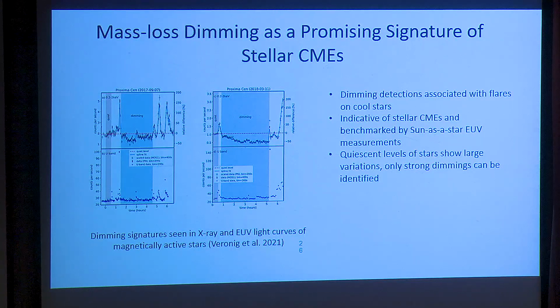Mass loss dimming is another promising signature of stellar CMEs. This is from, where is Astrid? There she is. So the idea is that you're seeing dimming detections associated with flares on cool stars.